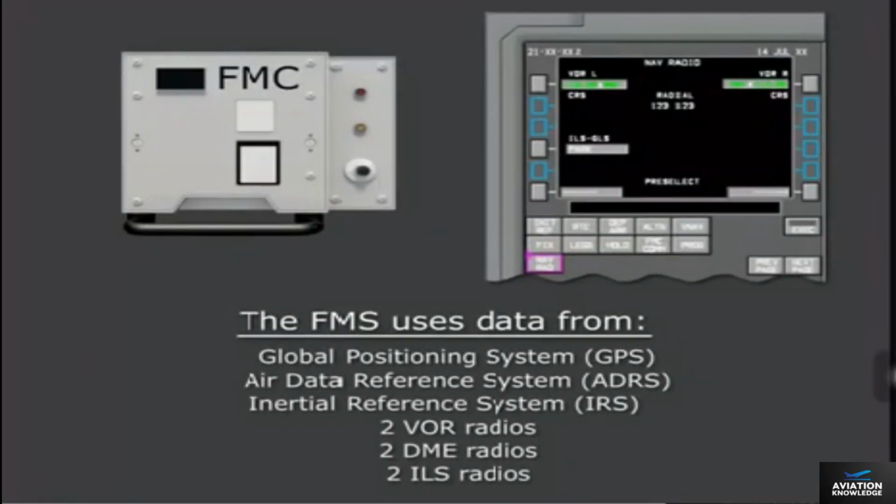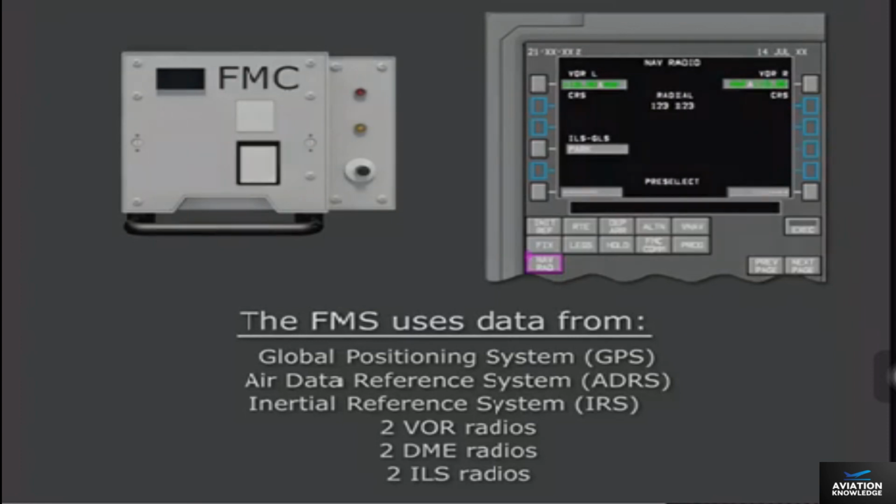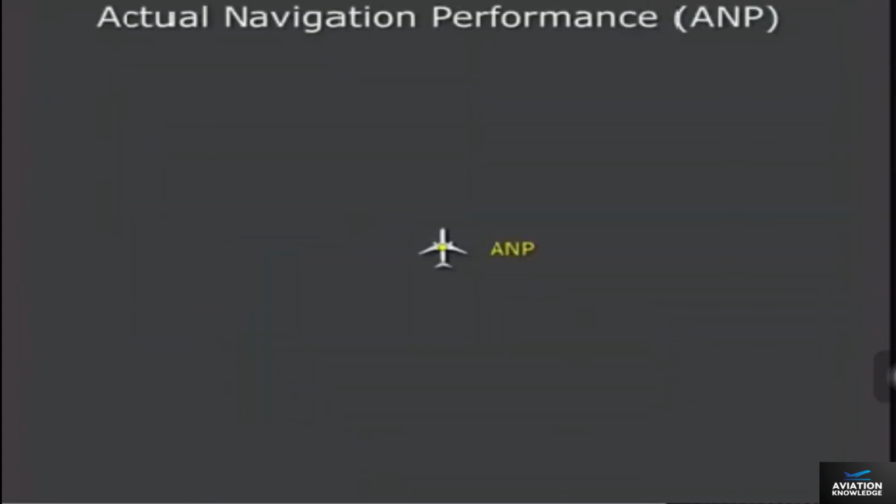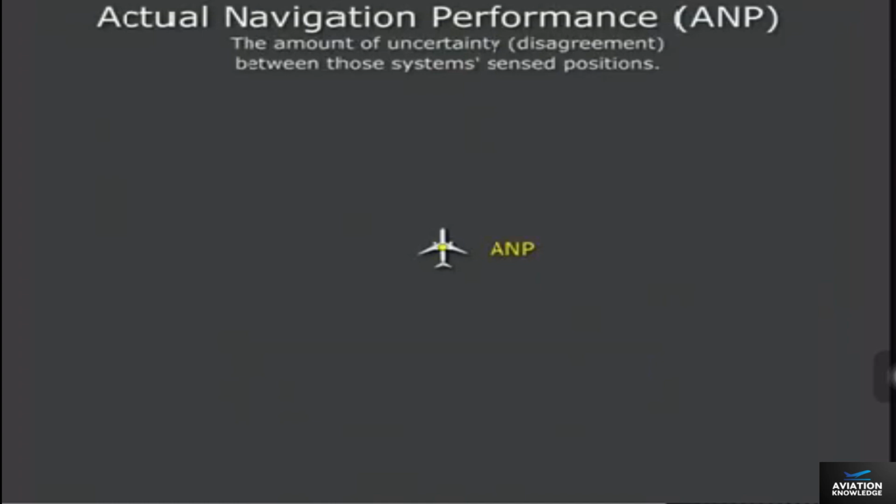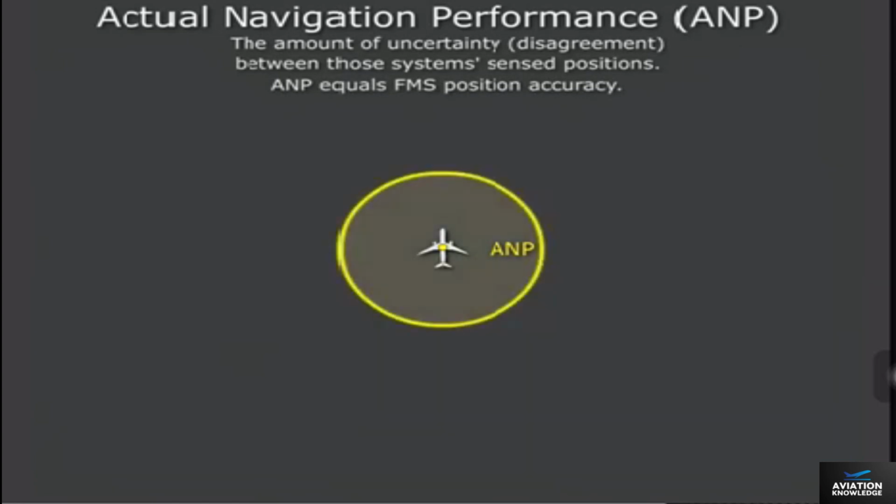The FMS uses position data from a number of systems to derive a current aircraft position solution. Actual navigation performance, or ANP, is defined as the amount of uncertainty or disagreement between those systems' sensed positions. In other words, ANP equals FMS position accuracy. ANP can be visualized as a circle that contains all possible computed aircraft positions. The aircraft is assumed to be within this circle 95% of the time.